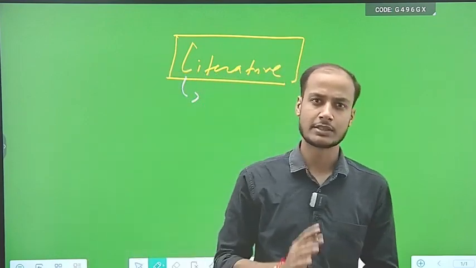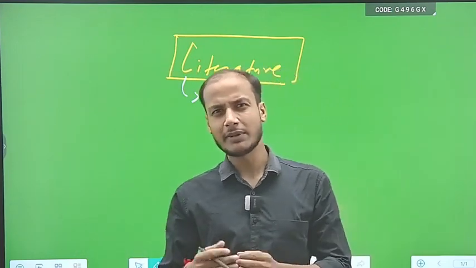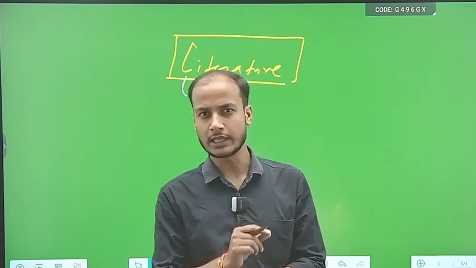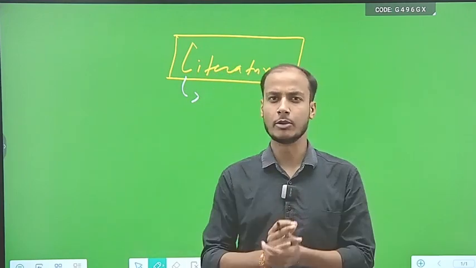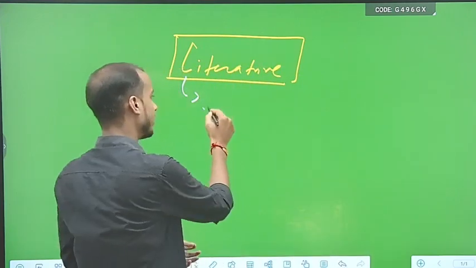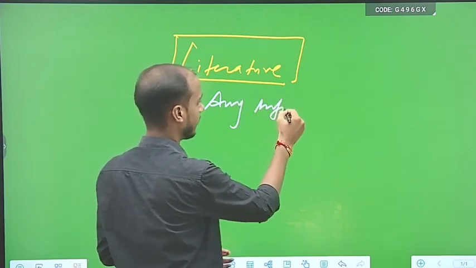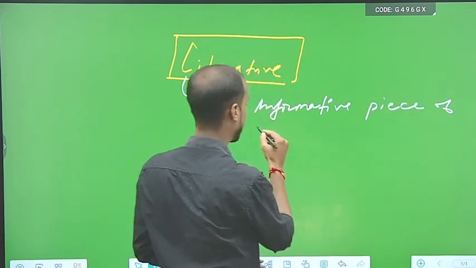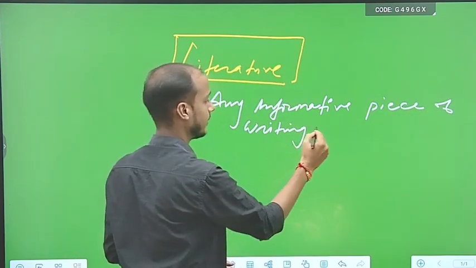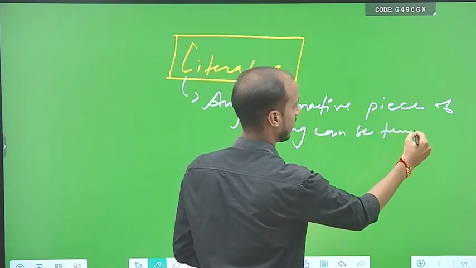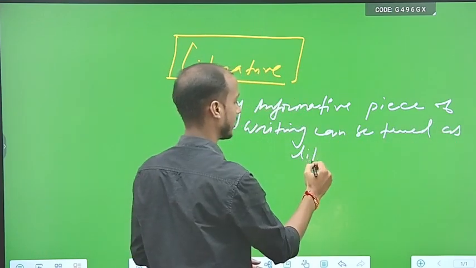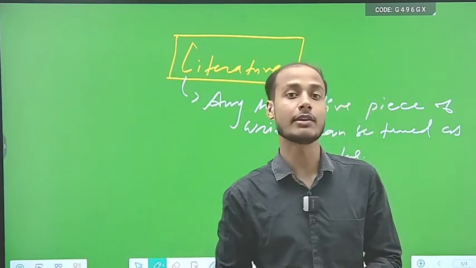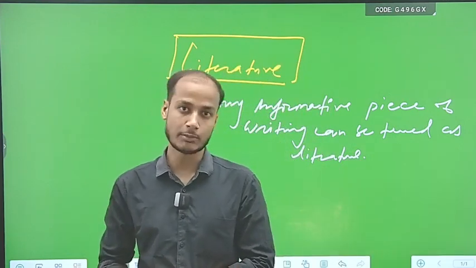So the first thing that I would like to define over here is the meaning of literature, the definition. There are a plethora of ways through which you can define literature, but the simplest and most lucid, understandable definition that I would like to put forth before you is: any informative piece of writing can be termed as literature, right? This is the most lucid and understandable definition that you may have never seen in any books, I am sure.